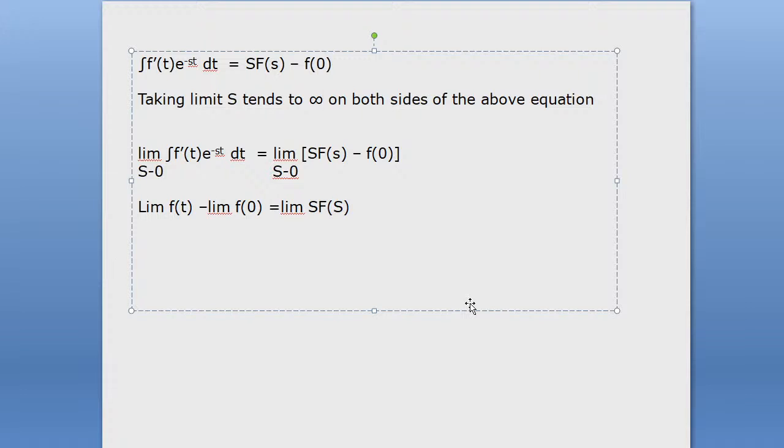S tends to infinite, and take the limit, this will be infinite, this also will be infinite, everyone correct it, because you know that s should tend to infinite. So then we can write here, this term will be 0 actually. The limit s tends to infinity, you do not require this part, this will be equal to 0.